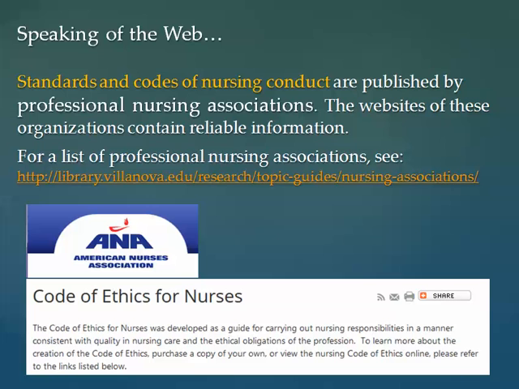Speaking of the web, you may sometimes need to find standards and codes of nursing conduct. These are published by professional nursing associations. The websites of these organizations contain reliable information. Here's a URL where you can find a list of professional nursing associations.